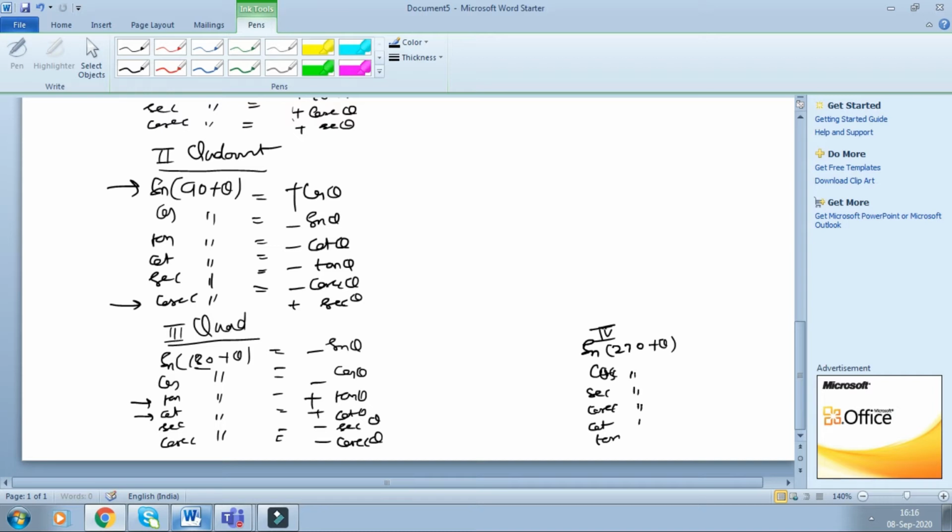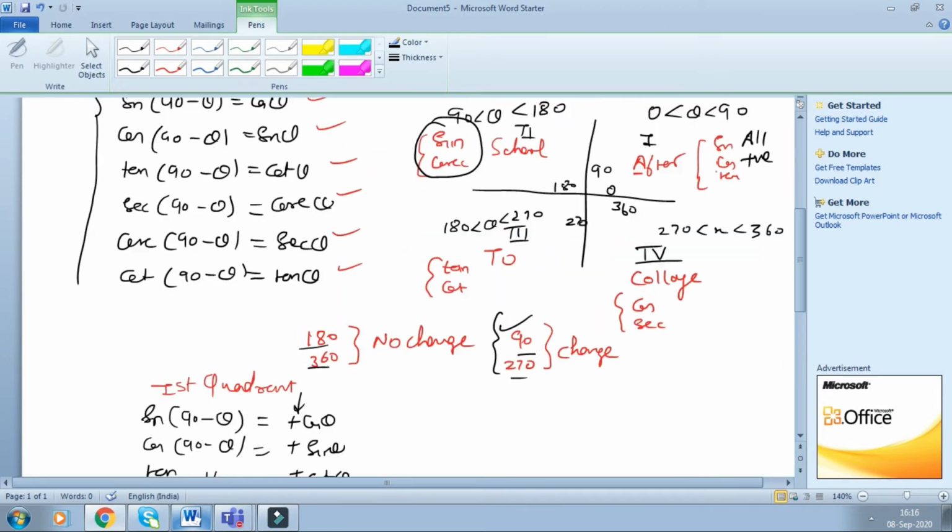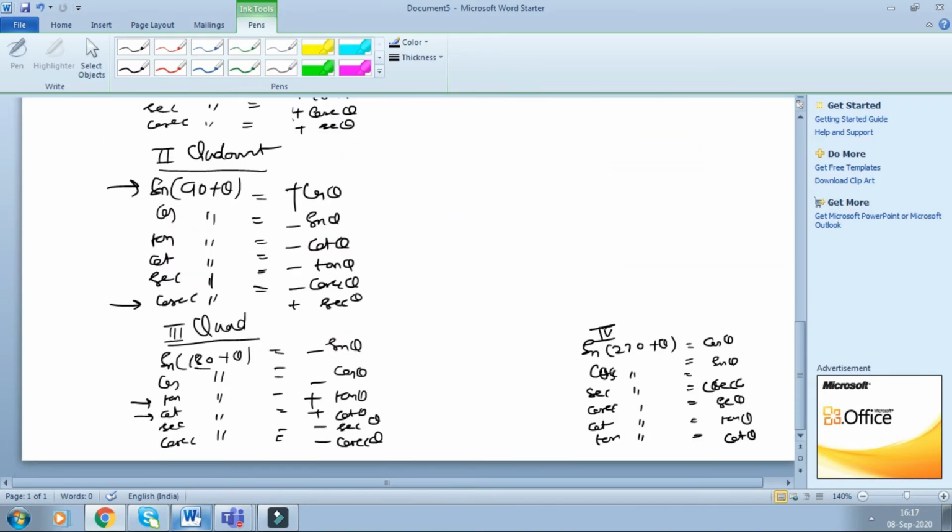So in 270 plus theta, definitely now you have a hint. In 270 there is a change. So 270 change means you have to change sine into cos, cos into sine, cosec into sec, sec into cosec, tan into cot, and cot into tan. Now you have to apply the sign. In 270 plus theta, in the last quadrant the cos and sec are positive, so the result of cos and sec is positive, and the rest we have to put negative. This is how the quadrant system can be made.